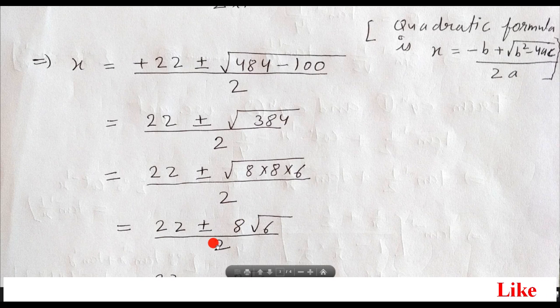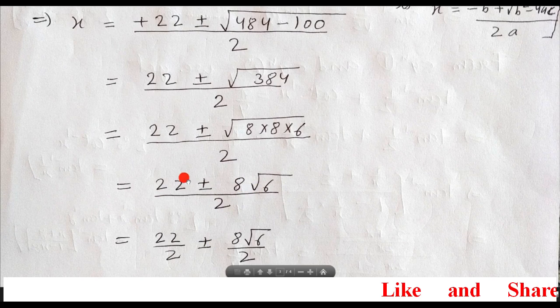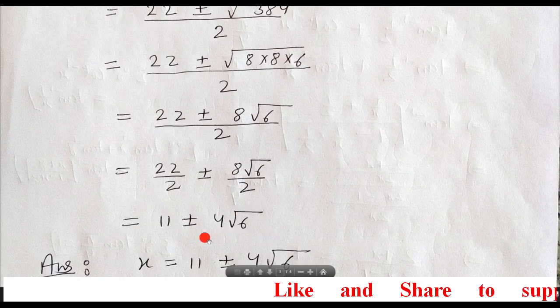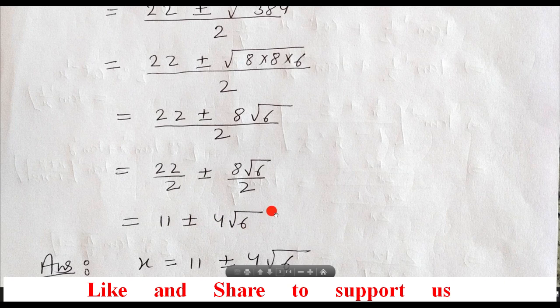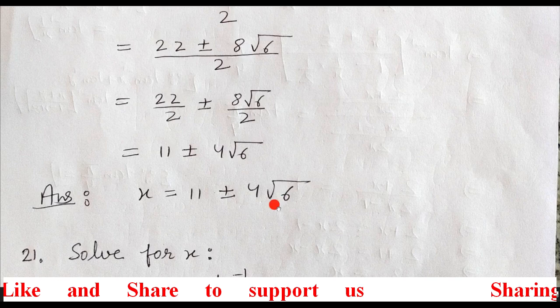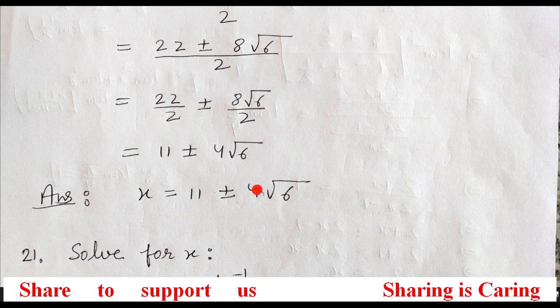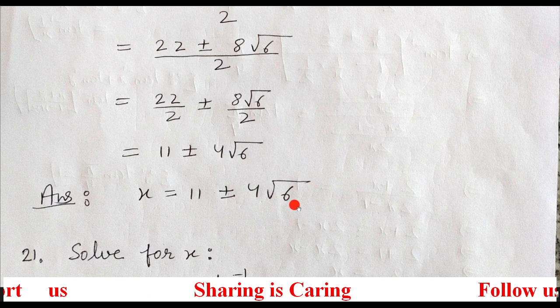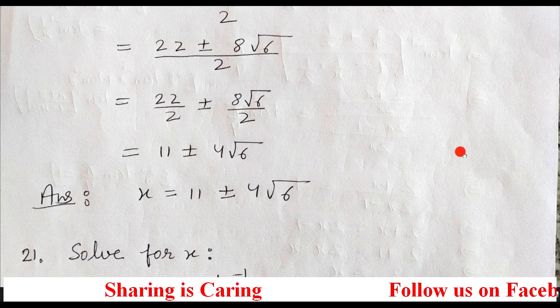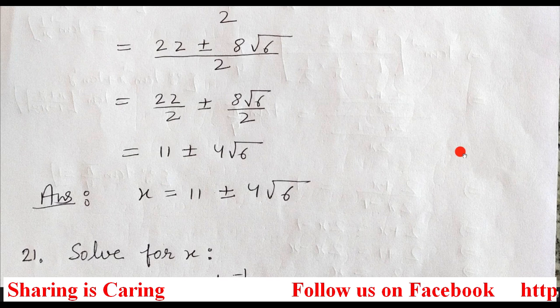Now this denominator 2 will split to both the numerators and then cancel them. So we obtained here 11 plus minus 4 root 6. So that is the value of x. So there are two values of x, 11 plus 4 root 6 and 11 minus 4 root 6. Now I hope this question is clear to you.